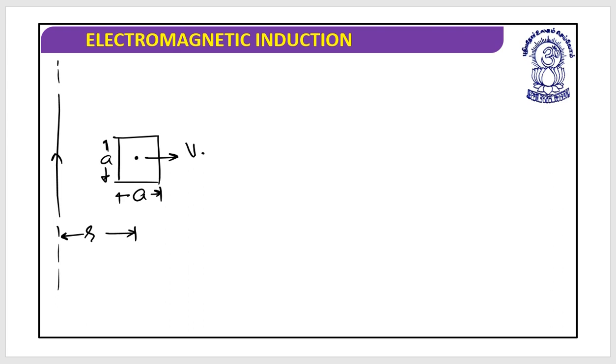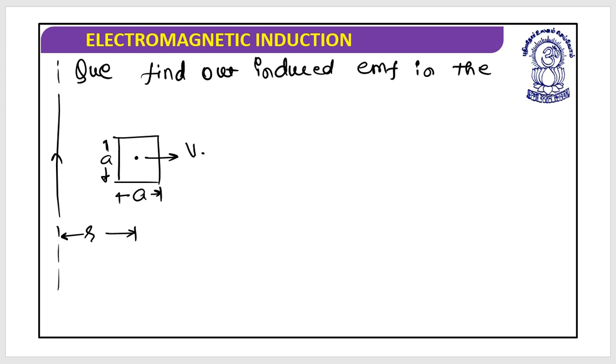They want us to find out the induced emf in the loop. But they have given one very important condition, that r is much greater than a. Yes, this is given.